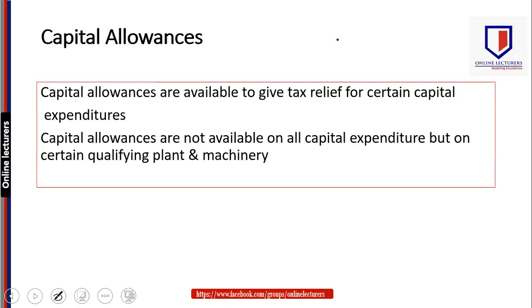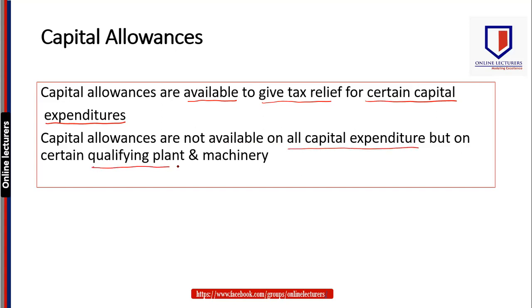So first of all, when are capital allowances available? Capital allowances are available to give tax relief for certain capital expenditure. Remember that whenever you purchase or use any capital asset, there are chances that you will get some tax relief on that. But capital allowances are not available on all capital expenditure, only on certain qualifying plant and machinery. Capital allowances are not available for revenue expenditure. Similarly, they are not available for all capital expenditure, but for that which is classified as qualifying plant and machinery.